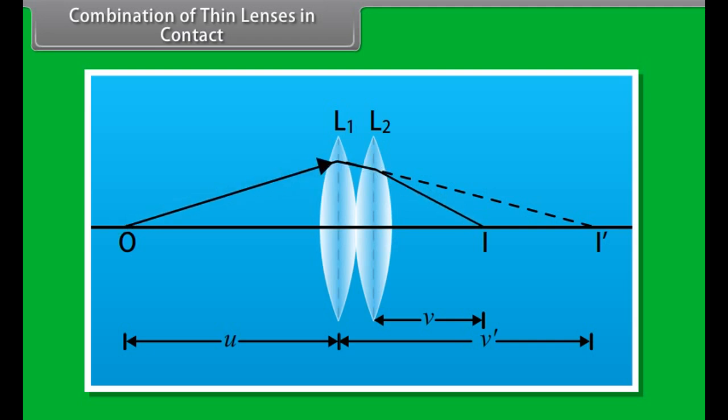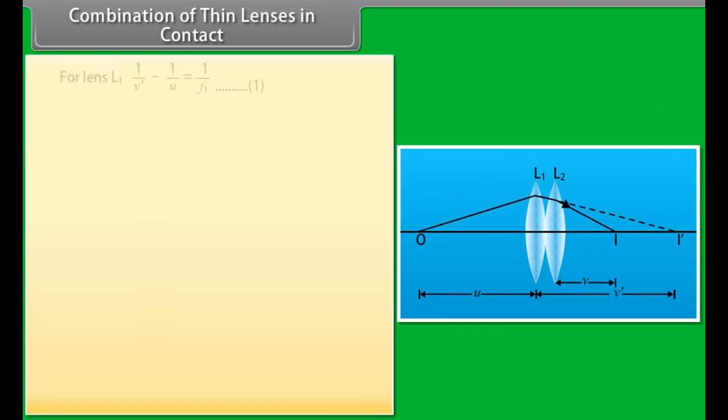The lens L1 deviates the rays towards I', that is, I' is the image formed by the first lens, L1 alone. If v' is the distance of image I' from the lens L1, then for lens L1, 1 by v' minus 1 by u is equal to 1 by f1. Name it as equation 1.